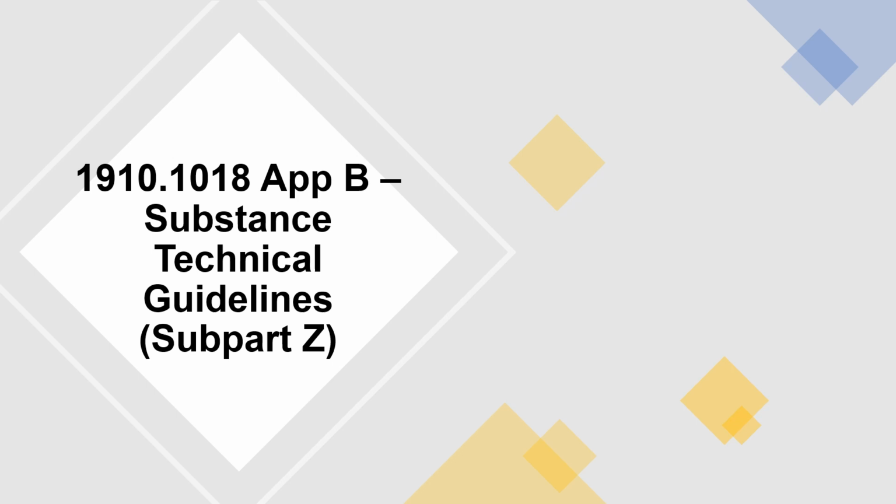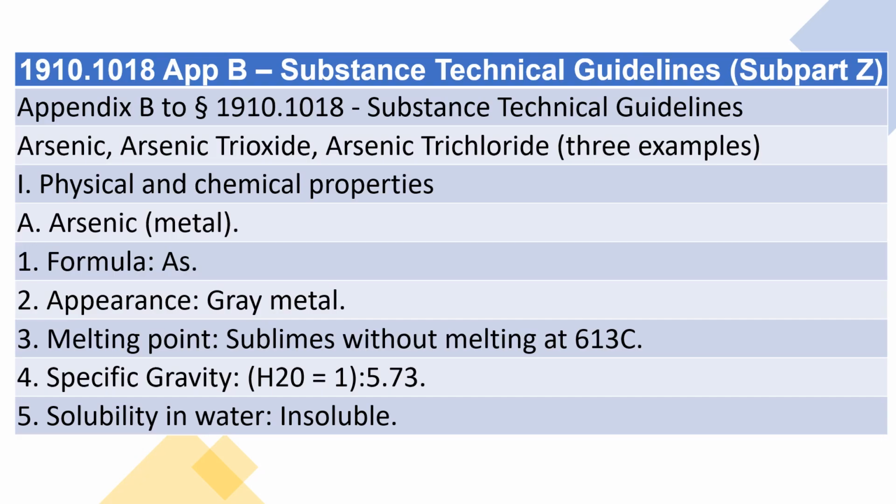1910.1018 Appendix B. Substance Technical Guidelines. Appendix B to Section 1910.1018 Substance Technical Guidelines. Arsenic, arsenic trioxide, arsenic trichloride. Examples. I. Physical and chemical properties.